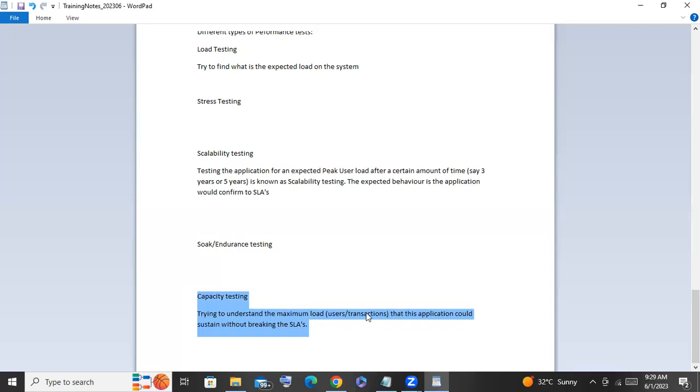Any questions, guys? Yes, Shyam. For every particular application, it has some maximum users or transactions limit, right? Not really. Why should we have the limit?